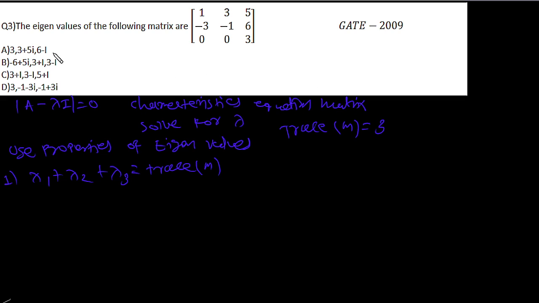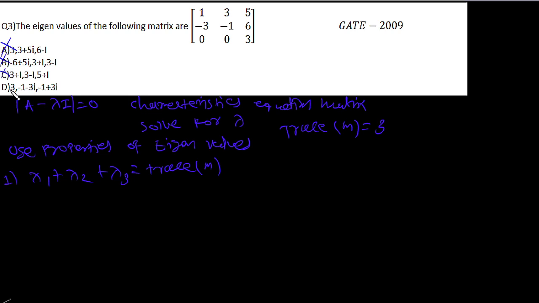So from checking the options, we can delete option A because the sum there is something other than 3. So option A is the wrong answer. Option B, okay, in option B we are also not getting a sum of 3. In option C we are also not getting 3.